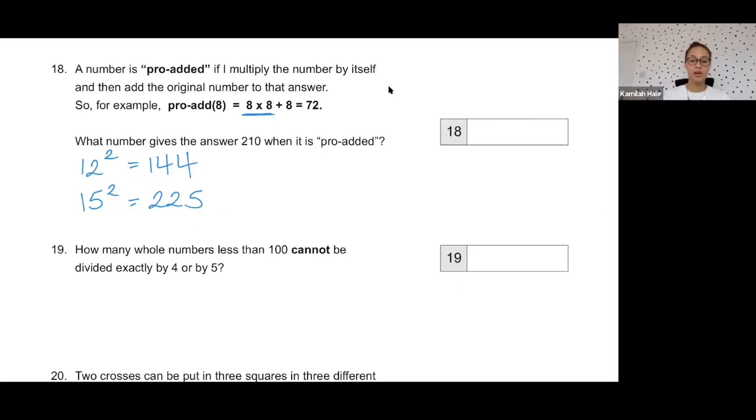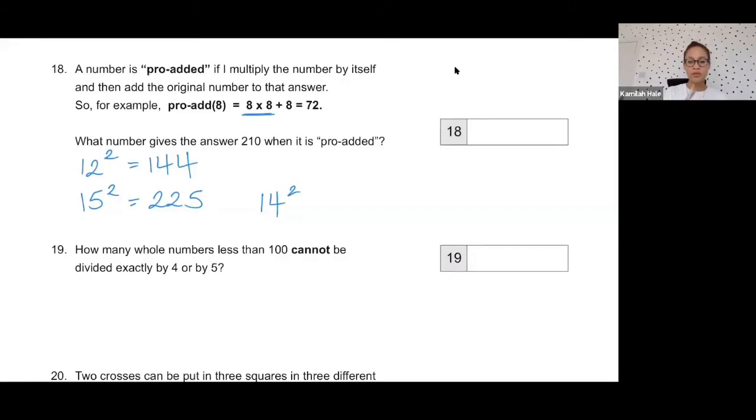So why don't you try one down from that, try 14 squared, and see if that works, because it's going to be somewhere between 12 squared and 15 squared, based on what we know already. So just try 14 squared, and then add 14, see if you get 210. And pause the video quickly in case you're still working it out at home.